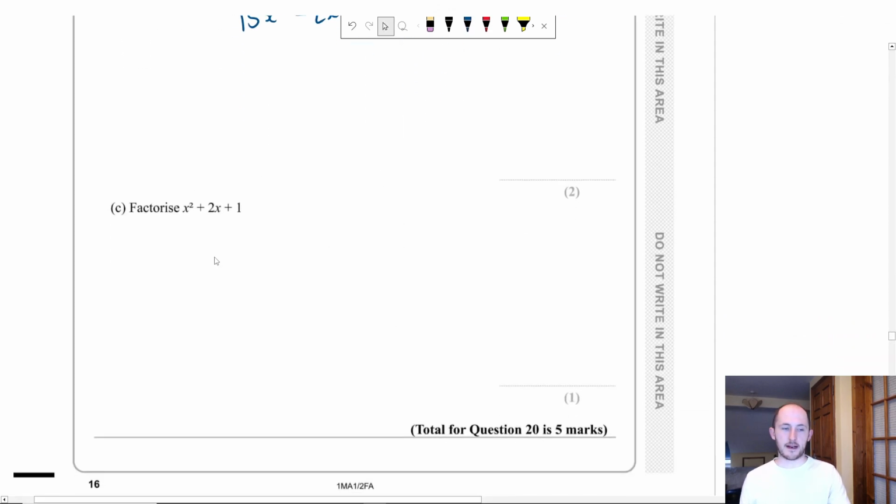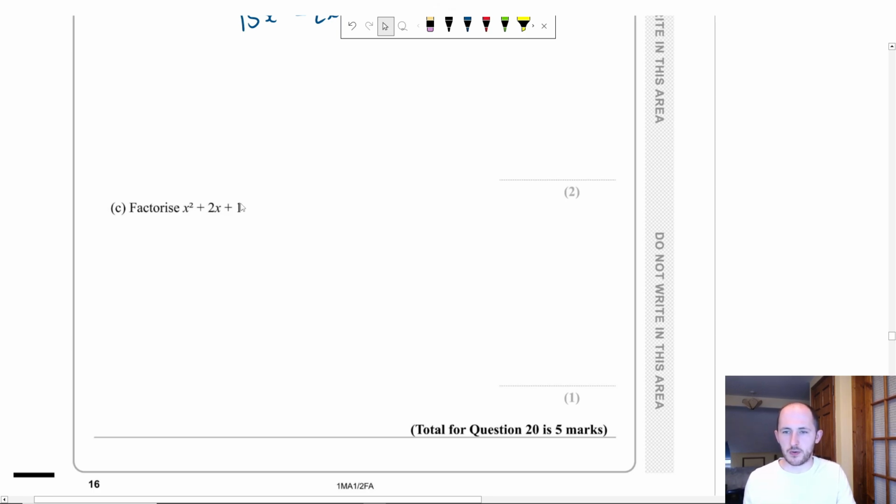Now, with factorising, this is where things get a bit more interesting. I'd recommend practicing this quite a lot because it will come up every single year, guaranteed, on one of the 3 papers, probably 2 of the 3 papers if I'm being honest. But factorising is really important and it's actually quite easy. It's a bit of a game.